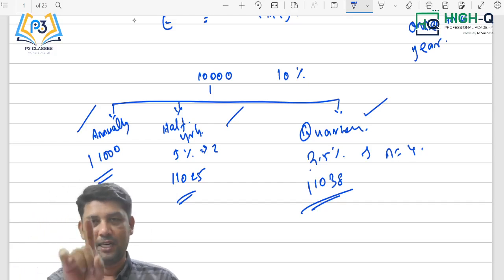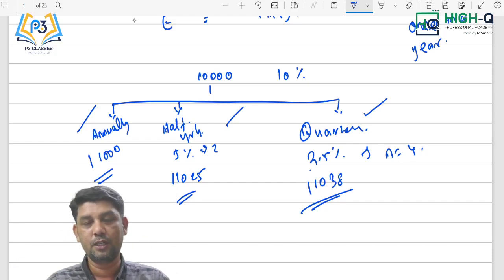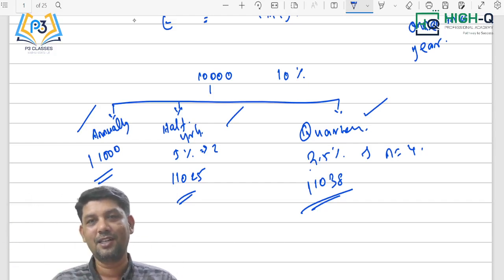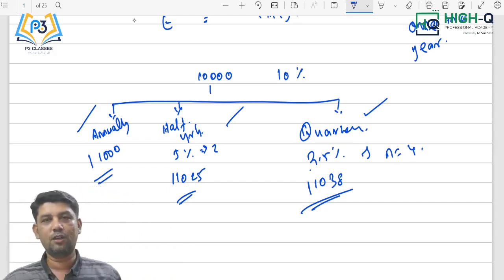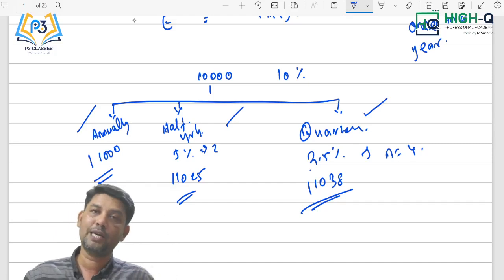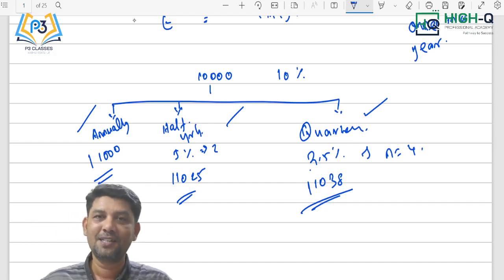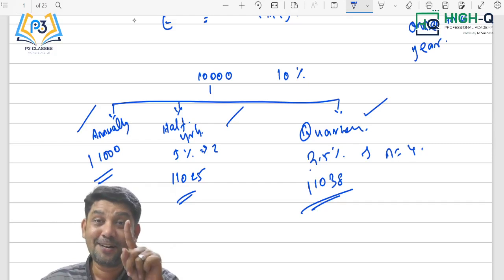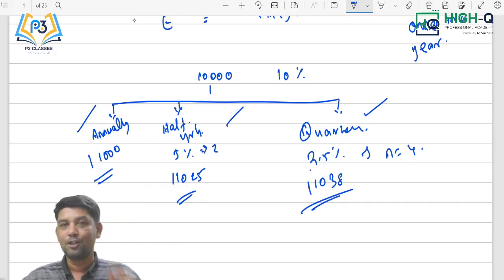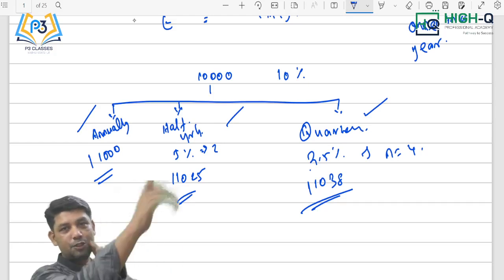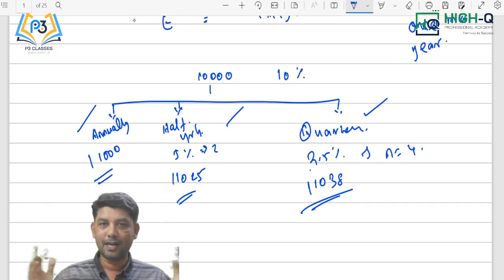Correct, na? 10% means simply you would have got 11,000, but sometimes you are getting 11,025, sometimes 11,038. So if it is 10%, you should get 11,000 rupees, but you are getting more than 11,000 rupees. That means the bank is not calculating 10%. They are calculating more than 10%. So from this we come to know they are showing some percentage, but they are calculating something else.